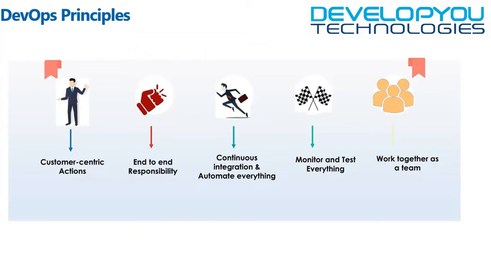End-to-end responsibility, and then continuous integration, automate everything. Of course, we discussed. Monitor and test, and then work together as a team. That means remove the gaps. What is the meaning of customer-centric actions? What exactly does it mean?